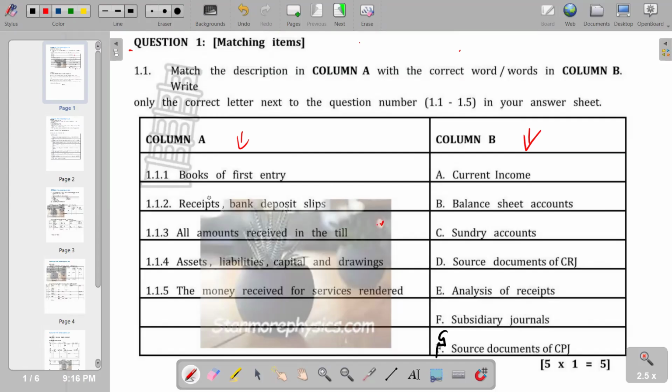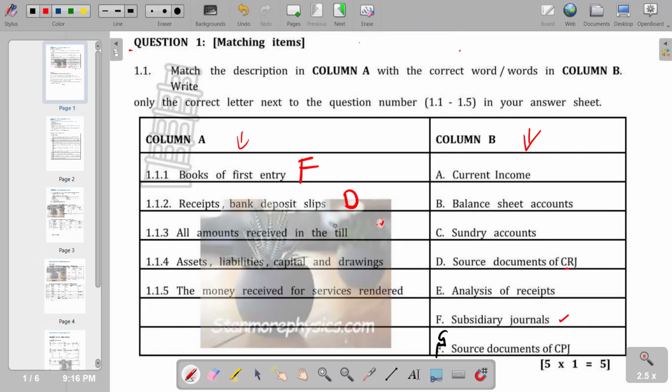So the first term that we have is books of first entry. The matching description that we have in column B is a subsidiary journal. So you see that books of first entry are the subsidiary journals. So we have F. On number two, receipts are bank deposit slips. So what are they according to our column B? You see that this represents source documents of CRJ, which is the cash receipts journal. So they are source documents of the cash receipts journal, which is the CRJ. So we have D.